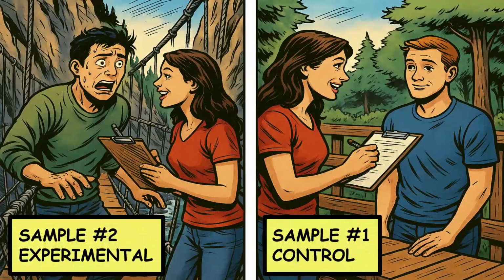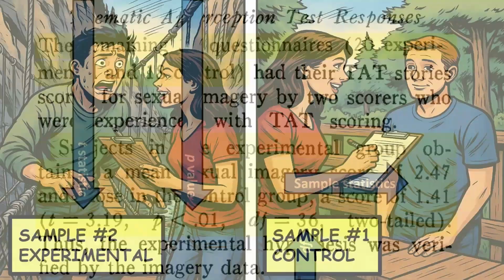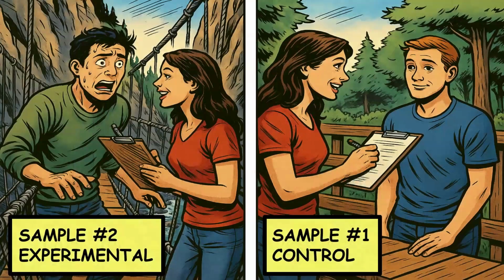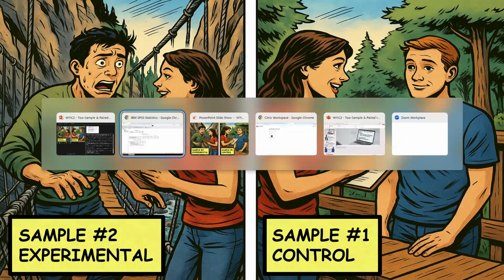All right, so that was the results. In this case, we have convincing evidence that the population of individuals that cross that rickety bridge would score higher in sexual imagery on the thematic apperception test than the population of the sample one controls. So let's make that explicit.